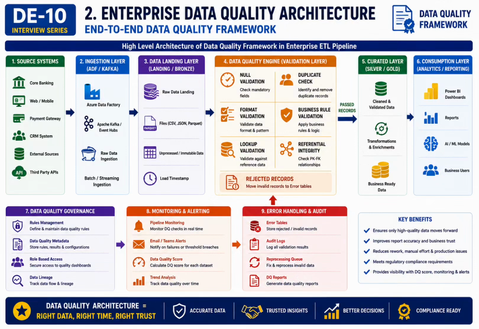The next stage is the data quality engine. This is the heart of the framework. Here multiple validation rules are executed. First we perform null validation to ensure mandatory fields are present. Then duplicate validation identifies repeated customer or transaction records. Then format validation checks email addresses, phone numbers, PAN numbers, IFSC codes and dates.